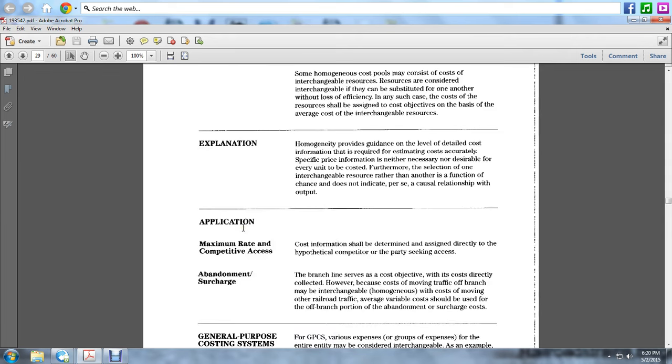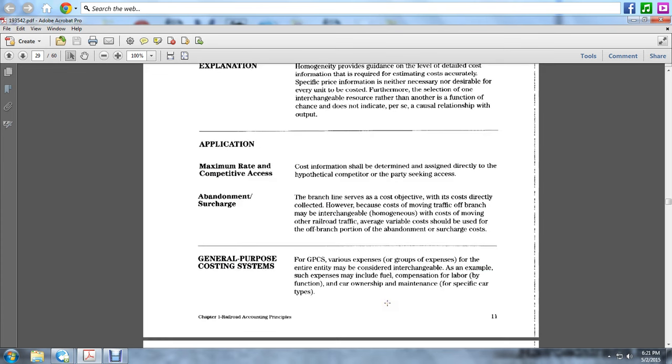Application. Maximum rate, competitive access. Cost information shall be determined and assigned directly to the hypothetical competitor or party seeking access. The abandonment and surcharge of the branch line serves as a cost objective, and the cost is directly collected. However, because the cost of moving traffic over the branch may be interchangeable, homogeneous cost of moving over the railroad track, the average variable cost, should be used for the off-branch portion of the abandonment and surcharge cost. General purpose costing and systems.